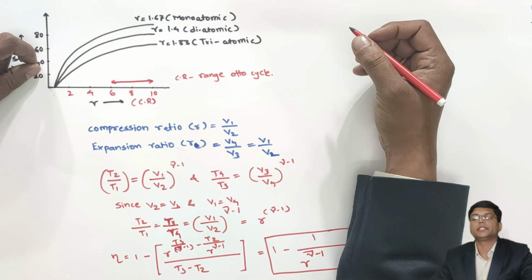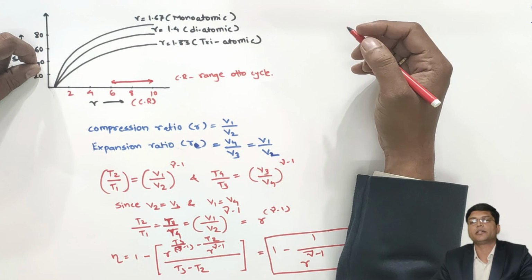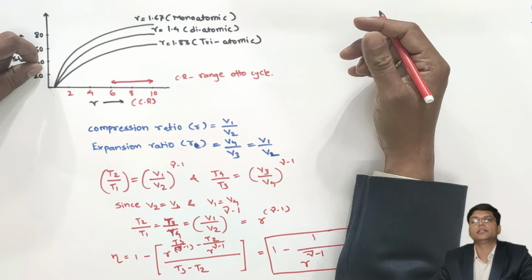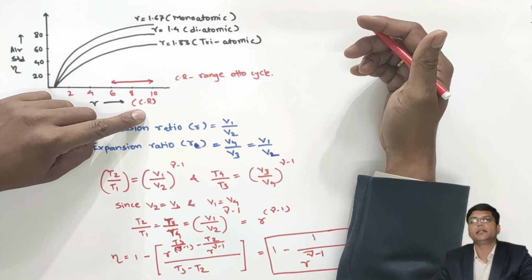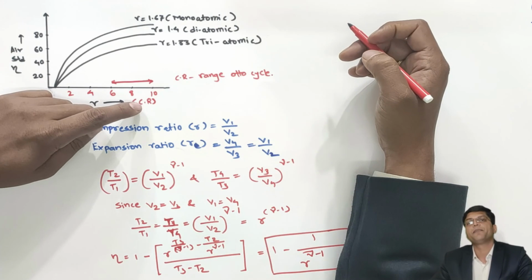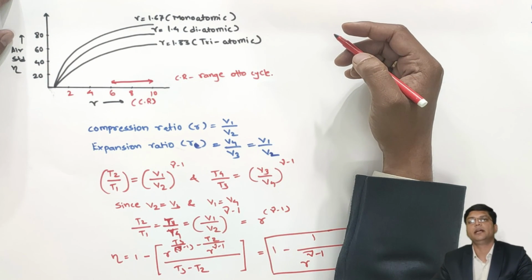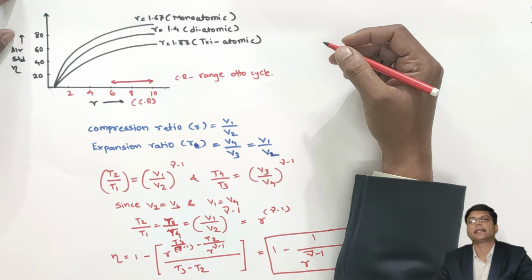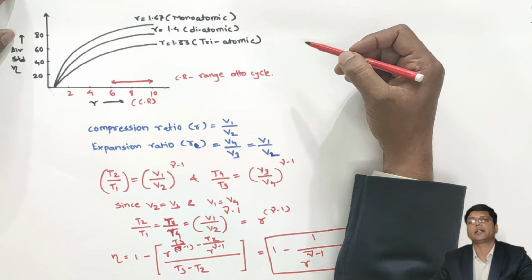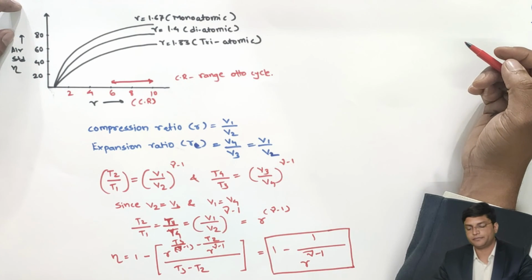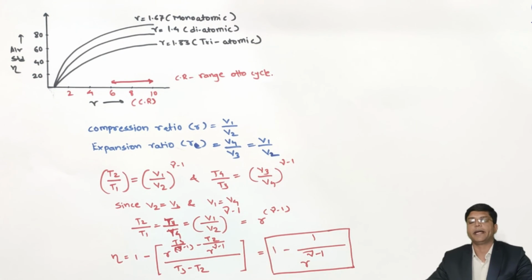There is a term called the highest useful compression ratio, which is very important. As we know, if we increase the compression ratio beyond a certain limit, say above the value of 10, then there is a chance of abnormal combustion in the case of an SI engine, and that is harmful for the SI engine, which can destroy engine components like the cylinder head, piston, etc. So this range must be followed. Okay, thank you.